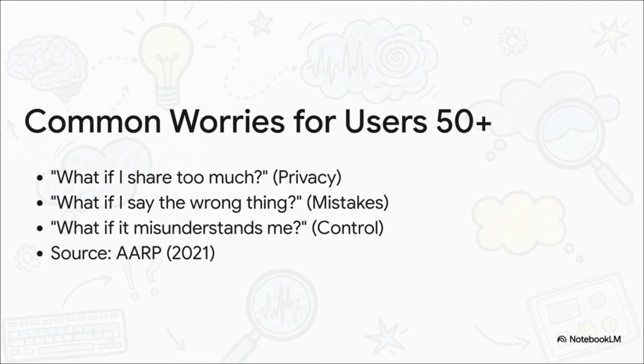And naturally, this brings up some very real, very valid concerns, especially for adults over 50. In fact, research from AARP shows that privacy is a huge barrier. You might be worried about sharing too much information, or saying the wrong thing, or just losing control of the conversation. And let me be clear, these are not signs of weakness. They're smart, healthy safety instincts.